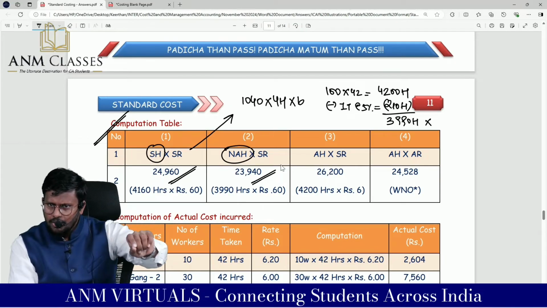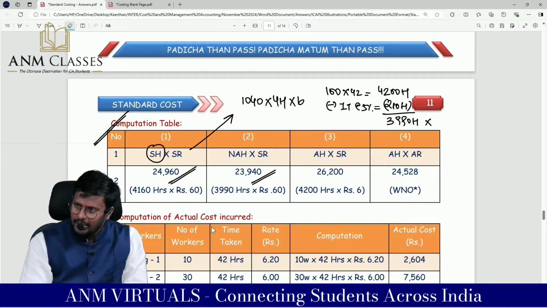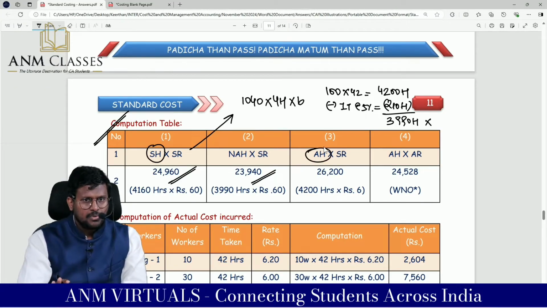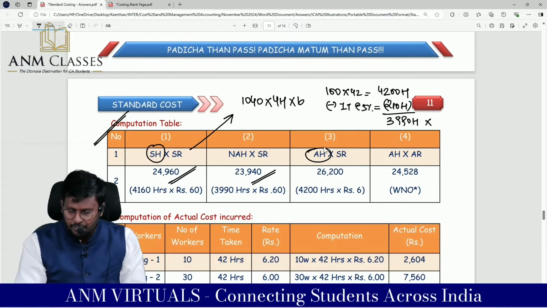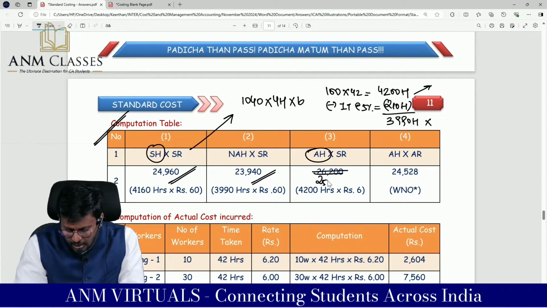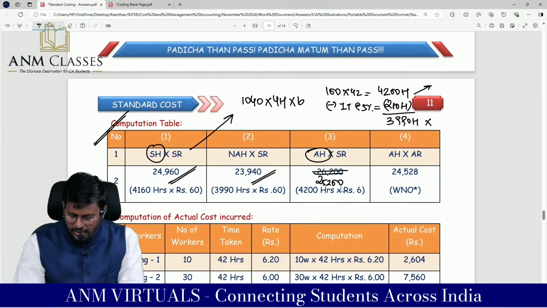Have you all understood? Yes sir. In the net actual hours குள்ள யார் இல்ல? Idle time இல்ல. Next one actual hours குள்ள யார் இருப்பா? Including idle time. Yes sir. Including idle time na 4,200 hours. 4,200 into 6 comes to 25,200. Appreciate பண்றனே? Yes sir. Next one actual hours into என்ன rate?